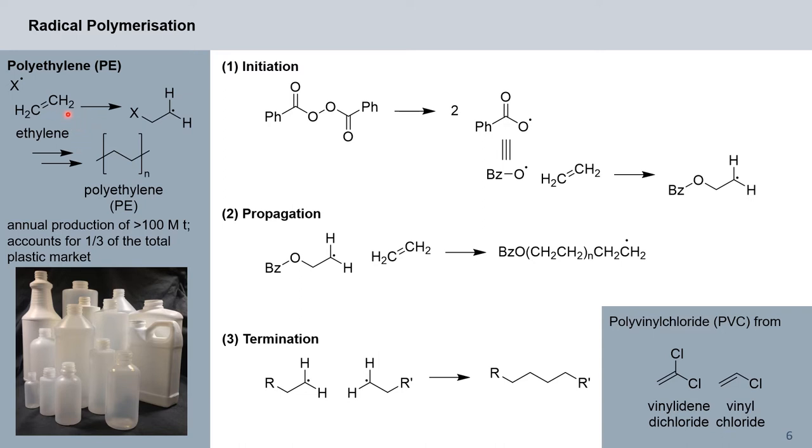The way we make polyethylene contains again all three steps which we have learned about in radical chain reactions. We start out with an initiation process, we proceed via propagation and chain growth, and we also encounter termination events. So let's have a look at this process in a little bit more detail here. We're again starting with a radical initiator, here our peroxide.